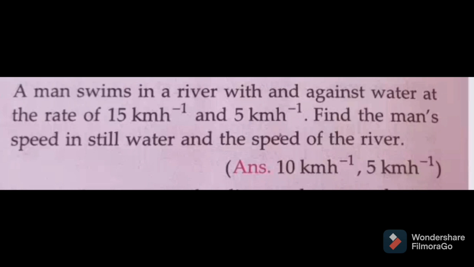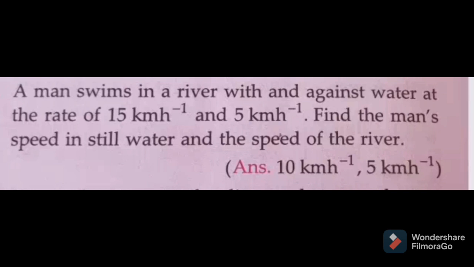If you are going downstream, it means you are going with the flow of the water. So whatever is your velocity, the velocity of river water will help you to go in the same direction. So downstream, obviously the relative velocity is going to be higher. Upstream, the velocity of the boat or whatever is going to be lesser.